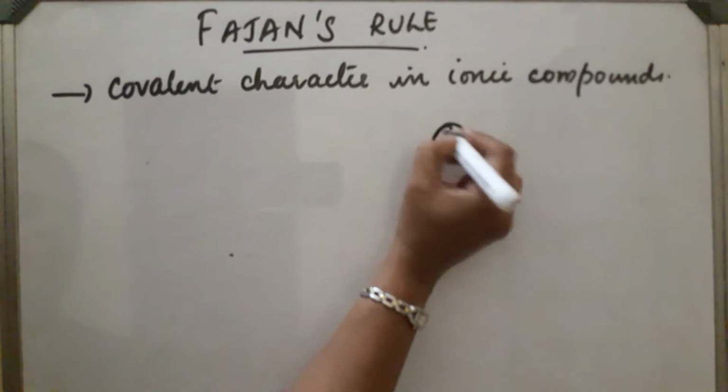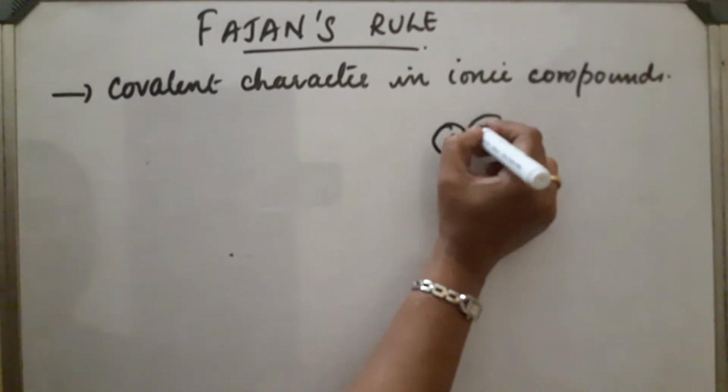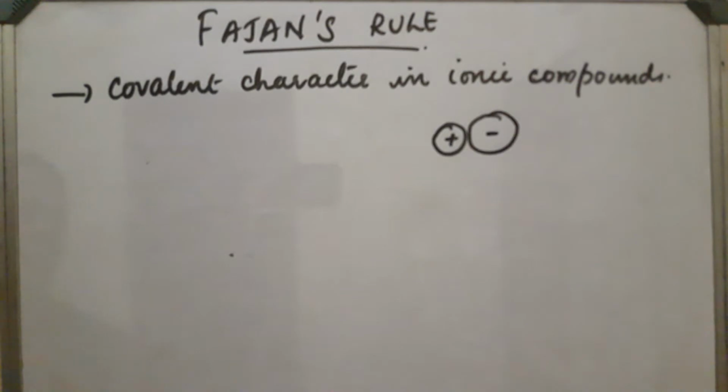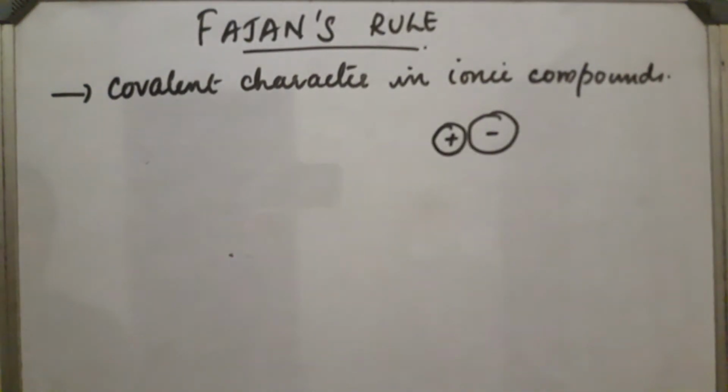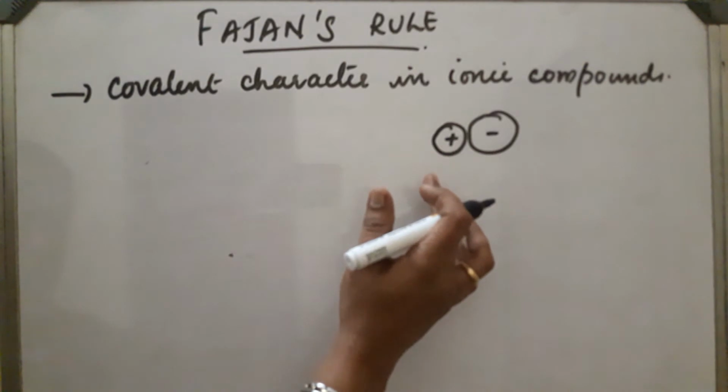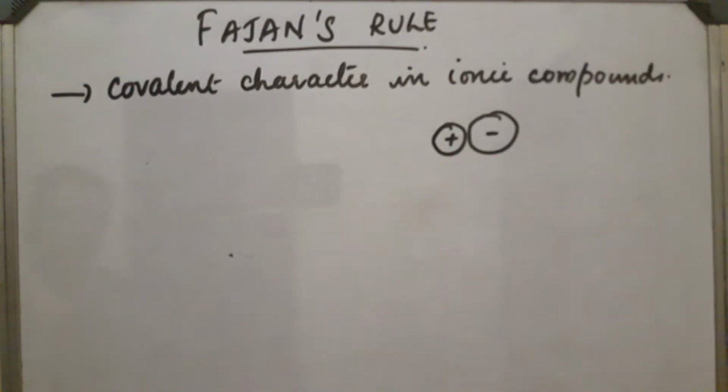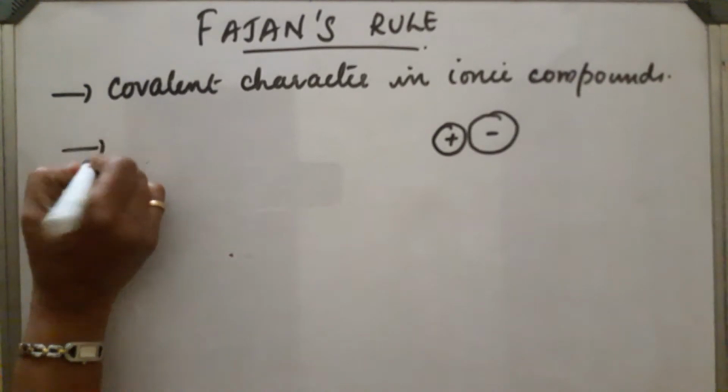Cation can be represented like this and anion will be like this. When oppositely charged ions, this cation and anion, approach each other, there will be attraction between the positive charge of the cation and the negative charge of the anion. At the same time, there will be repulsion between their two nuclei. As a result of this, a distortion or polarization of the ions takes place.